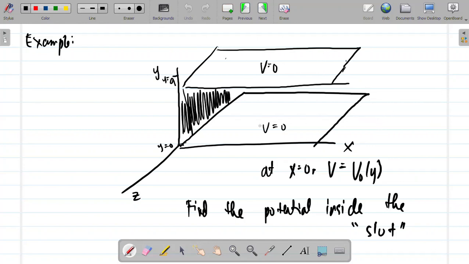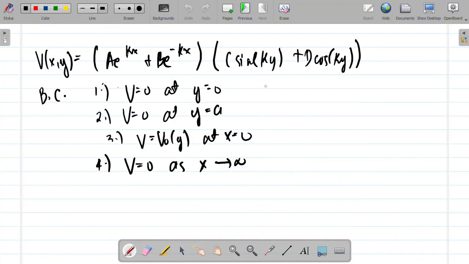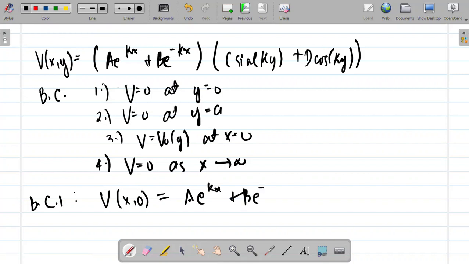Okay, so now we'll solve this using the boundary conditions. So, BC1, boundary condition 1, we have v of x comma 0 equals a e raised to kx plus b e raised to negative kx times c sine 0 plus d cosine 0 plus d. So, bali d na lang to.